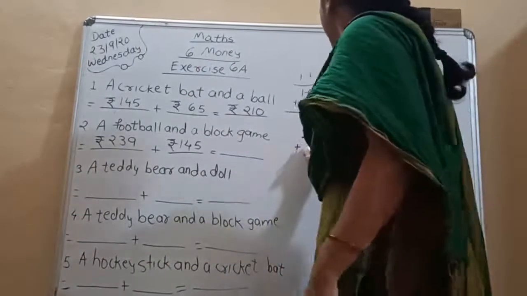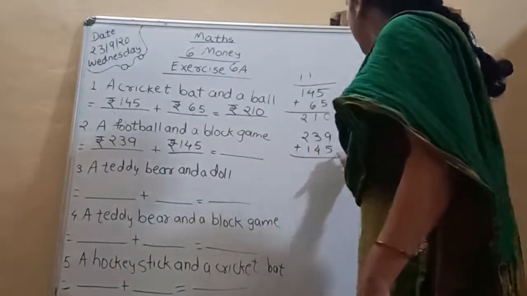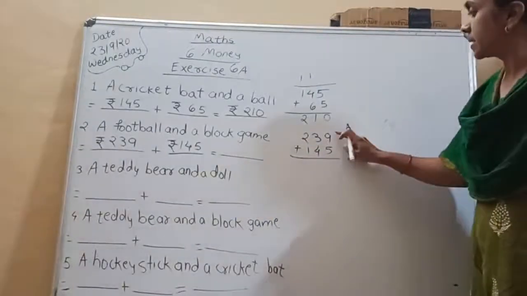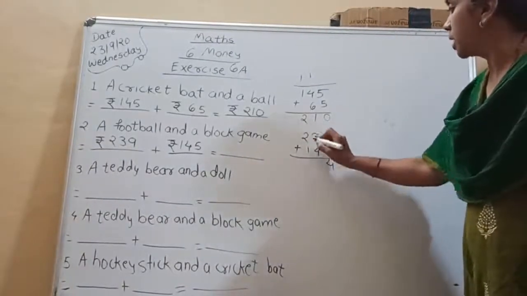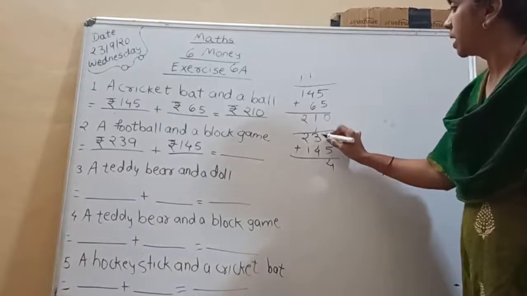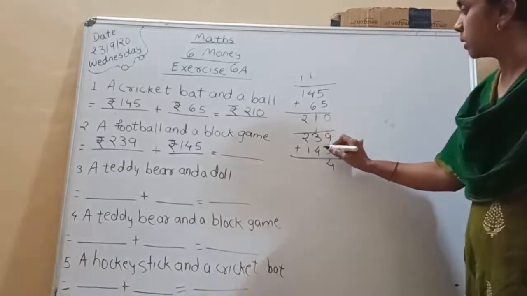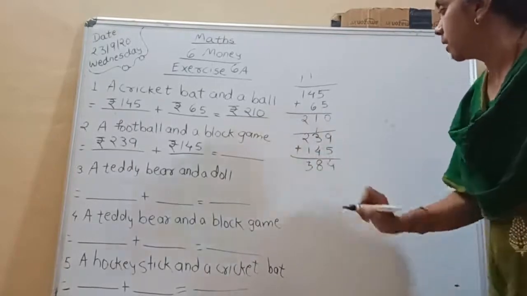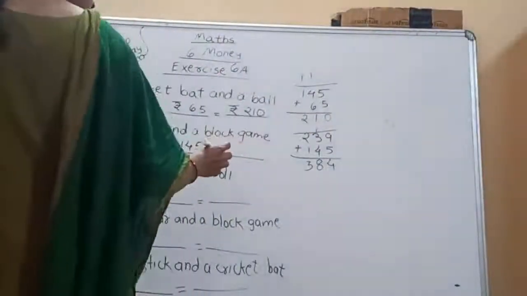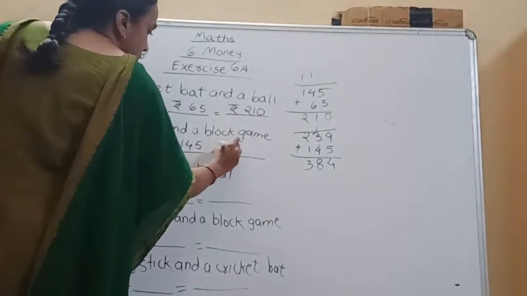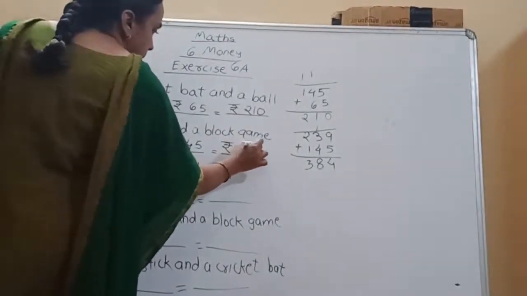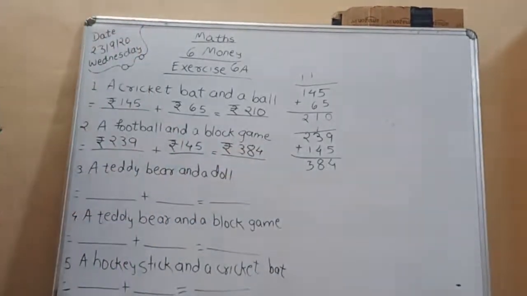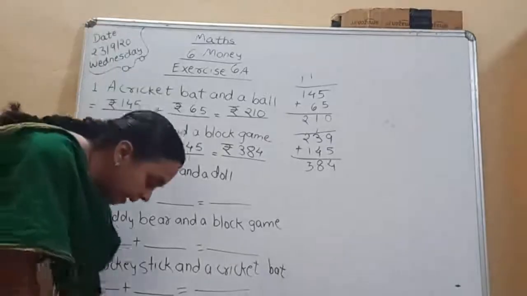239 plus 145. Now add this: 9 plus 5, 14. What is the carry? 1. 3 plus 1, 4. 4 plus 4, 8. 2 plus 1, 3. So what is our answer? 384. So write down here rupees 384.